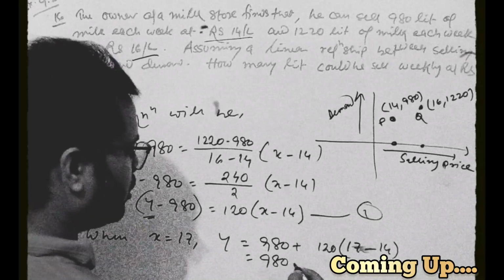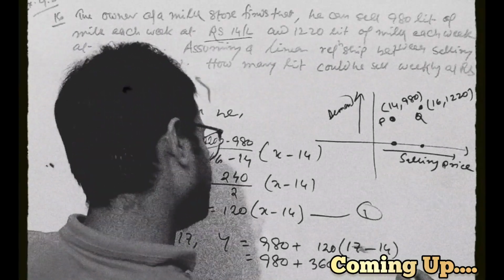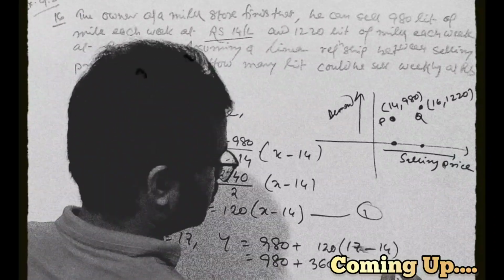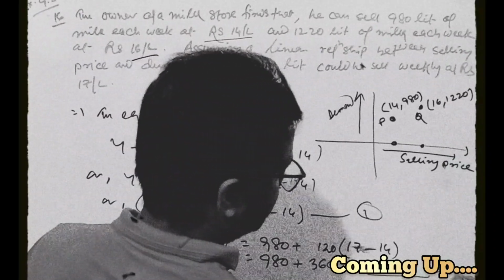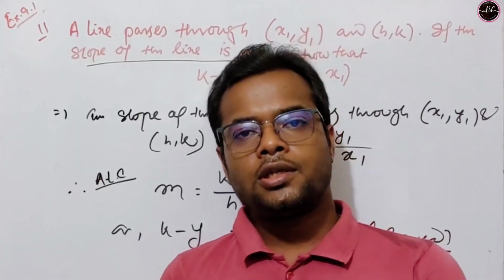So that will be 980 into 360. So that will be 1340 liter.